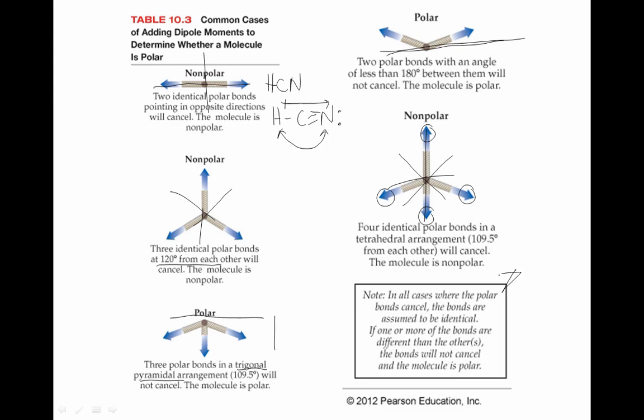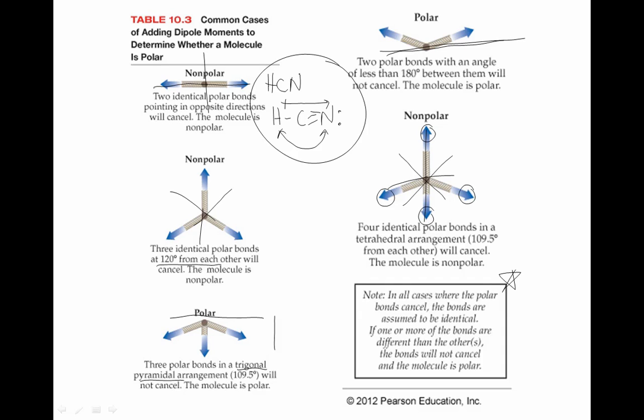So I like to note at the bottom, in all cases where the polar bonds cancel, the bonds are assumed to be identical. If one or more of the bonds are different from each other, the bonds will not cancel. That's the HCN example versus CO2. So what you're looking for is symmetry here.